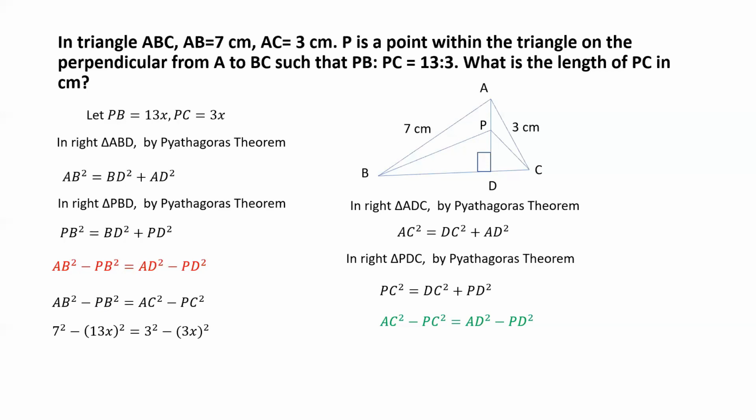So AB square is basically 7 square because AB is 7. PB, we have started with the assumption from the given ratio that PB is 13x. So for PB square, we can write 13x whole square. So 7 square minus 13x whole square. And similarly, for AC square, we can write 3 square. And for PC square, we can write 3x whole square. So we have 7 square minus 13x whole square is equal to 3 square minus 3x whole square.